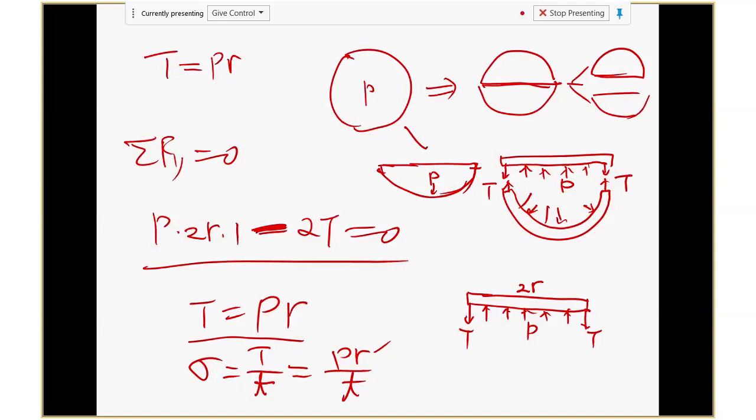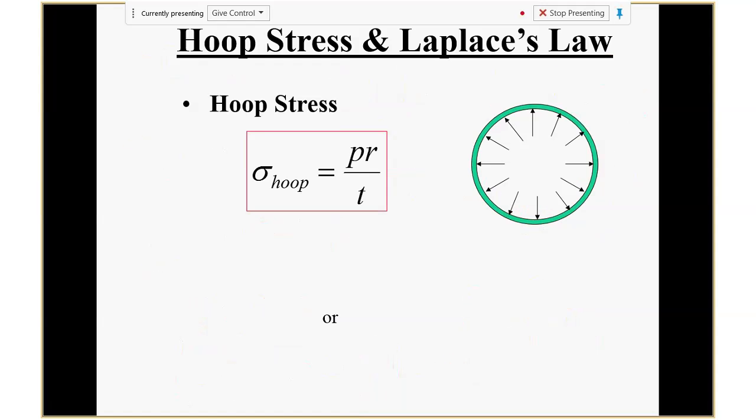Okay, with all this explanation, the final result is actually very simple, just this one equation. Your stress, and we talk about circumferential stress along the tube, will be PR over T. Remember, it's for the thin wall situation. Okay, any questions? All right, if not, let's look at another situation.